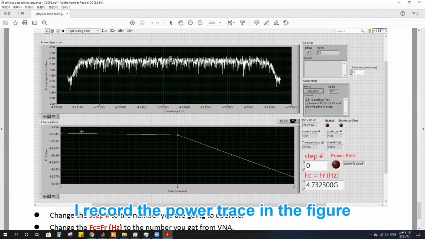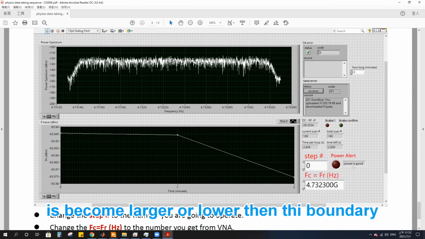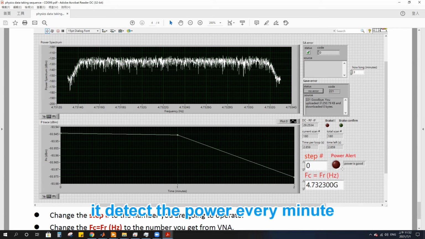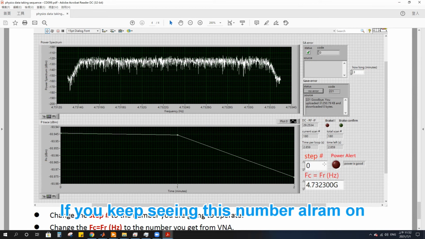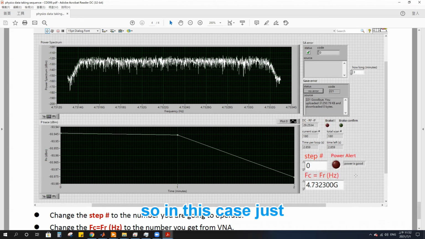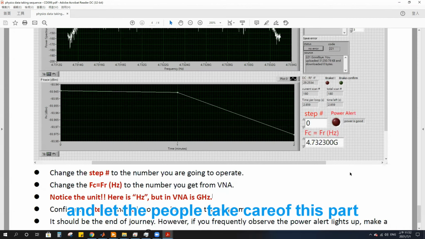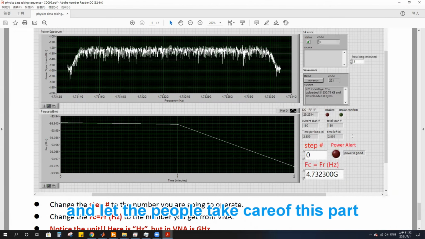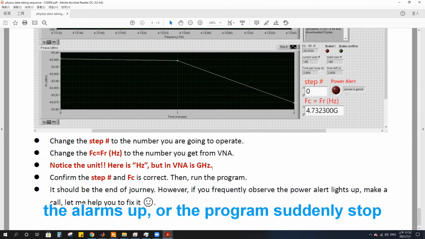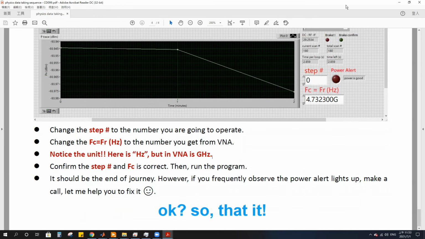I record the power trace in this figure. If the power becomes larger or lower than this boundary, it will show an alert here. It detects the power every minute. If you keep seeing this number line up, maybe the gain or the amplifier has some problem. In this case, just make a call. Don't directly stop the program, but make a call and let the people take care of this part. Once you run this program, it should be the end of the journal. And if you meet some problems, like it lines up or the program suddenly stops, just make a call and let the others help you fix it. Okay, so that's it.